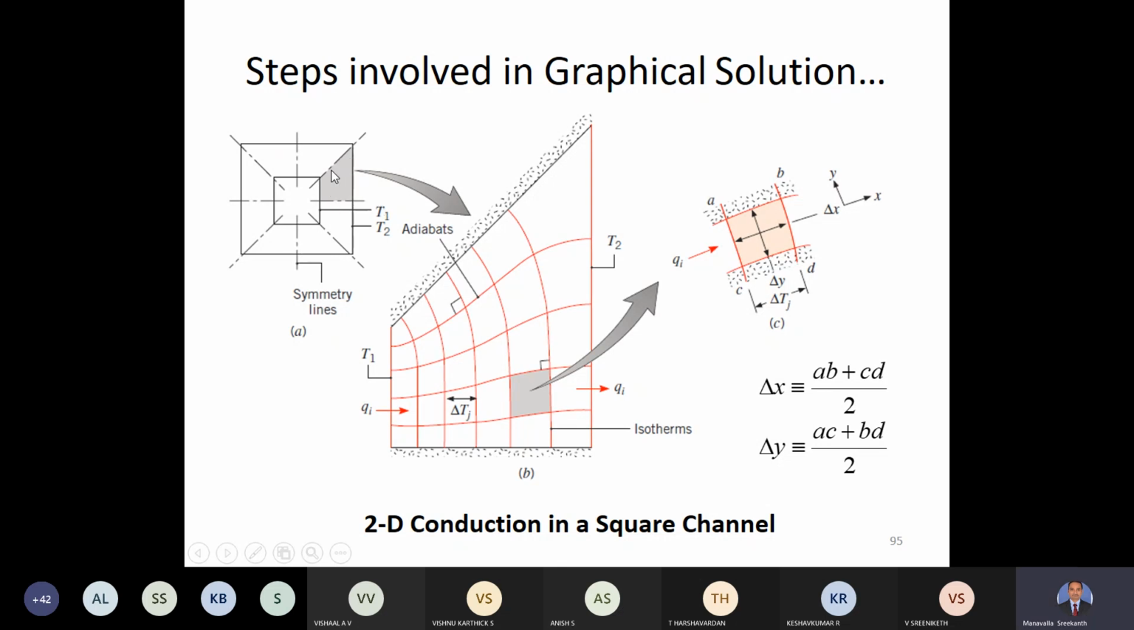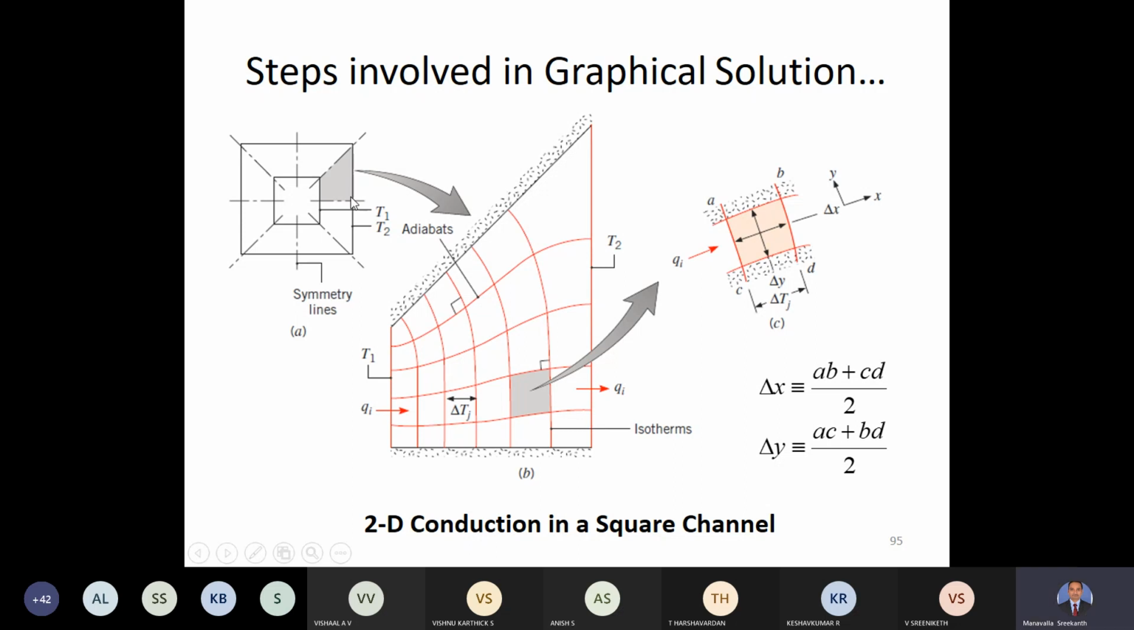Now, among the 8 segments, you choose any one segment. In this figure, this segment is chosen. Choosing this segment is sufficient, and you don't have to work out all the other segments. By choosing one segment, you are actually reducing the burden of work. This segment is symmetric to this segment, this one to this one, and so on. So this is a representative of the entire thing. You do the evaluation for this region and then multiply by 8, since there are 8 such segments. That will give you the final result.